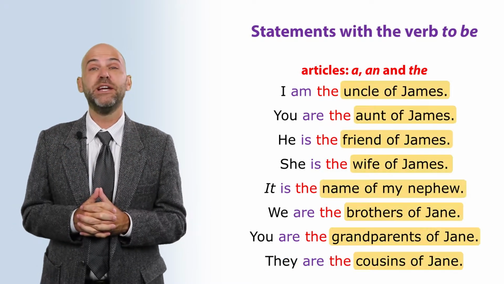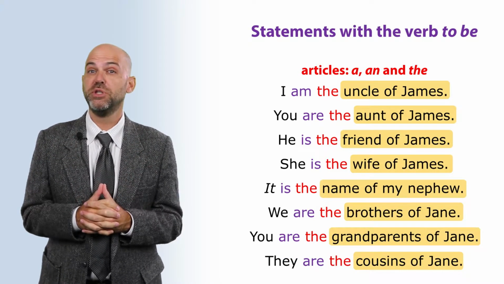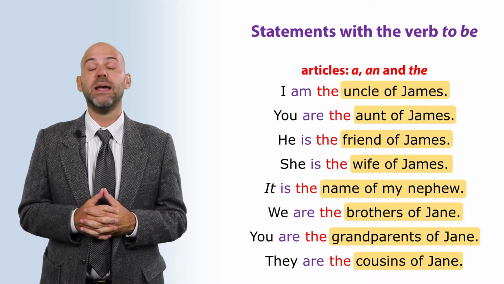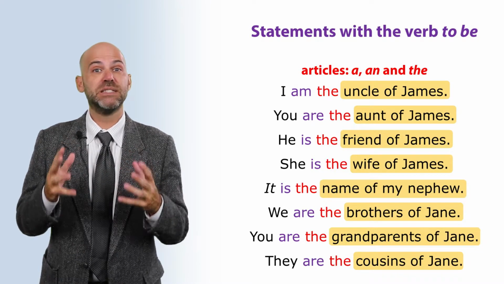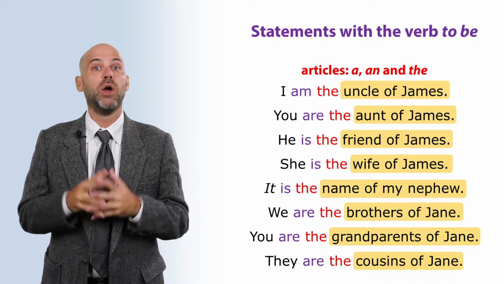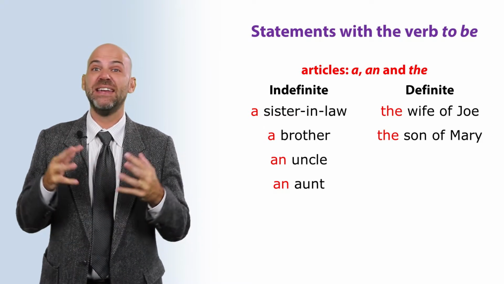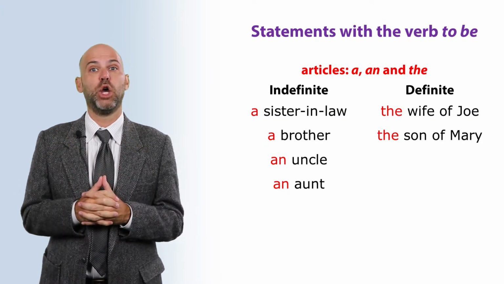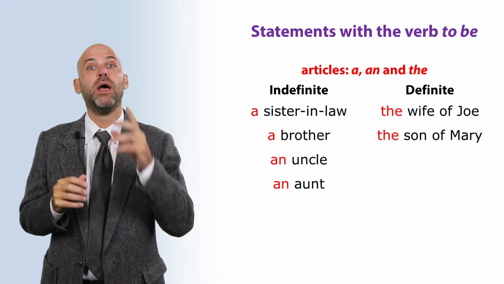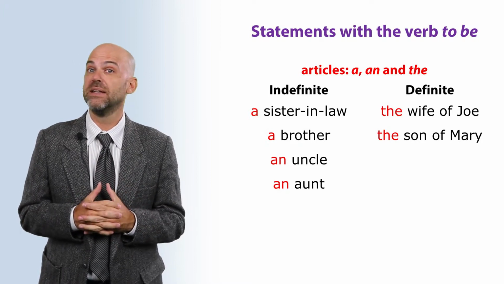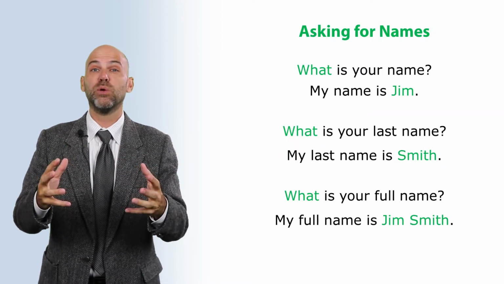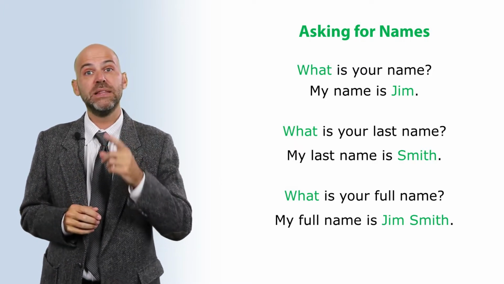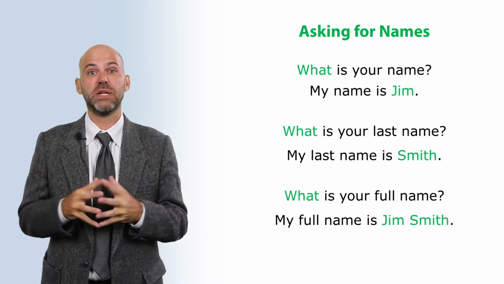Great job. The article the is used to introduce specific people, places, or things. These examples are about specific people. Remember to use a and an with non-specific nouns and the with specific nouns. Let's move on to our last topic. Our last topic is asking for names. Repeat the following questions and answers after me.